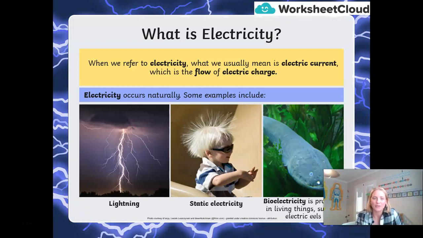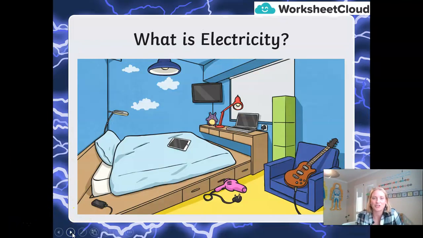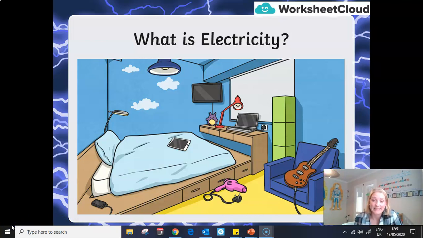Okay, so let's have a look at my picture here. Here is a picture of a bedroom, might even be yours. How many items can you see in the room that require electricity to work? You may wish to pause your video to find them. Well, I can spot at least 10.